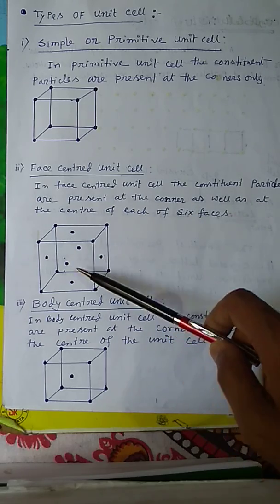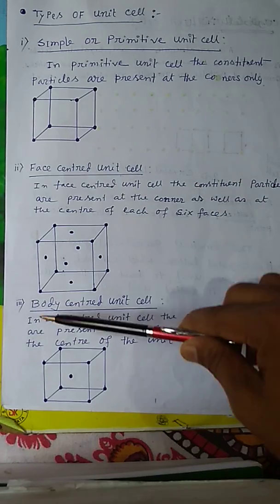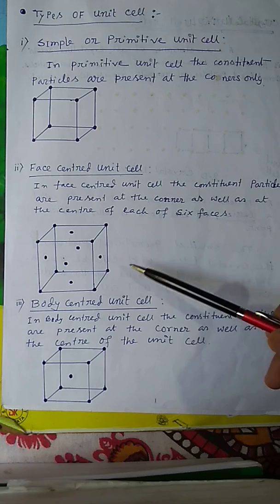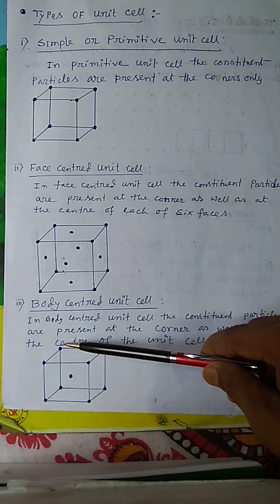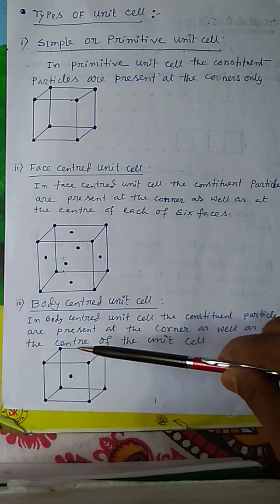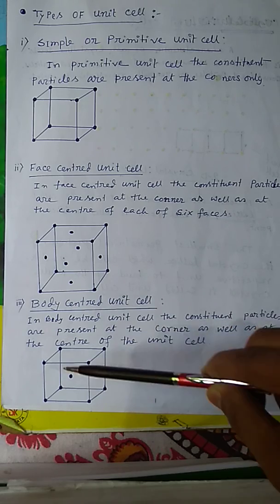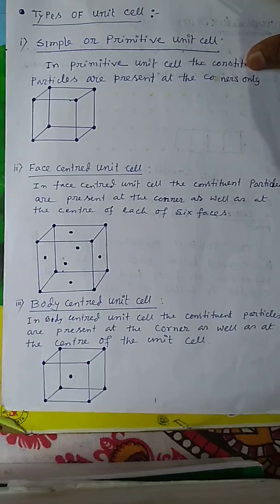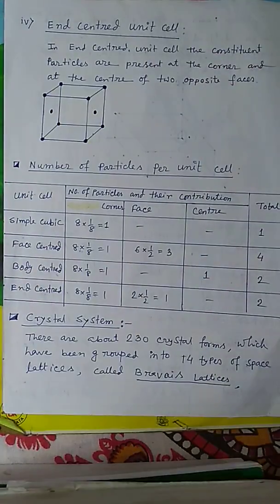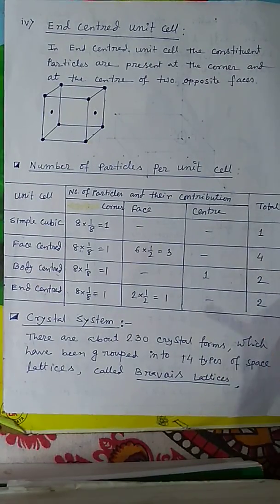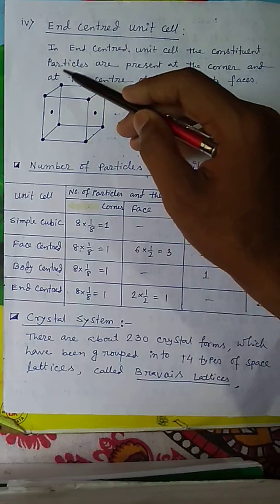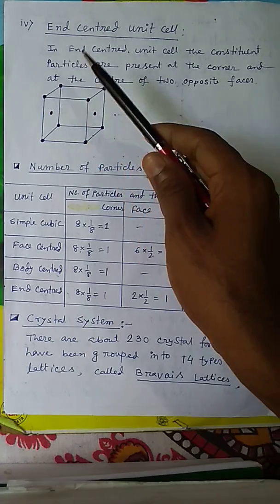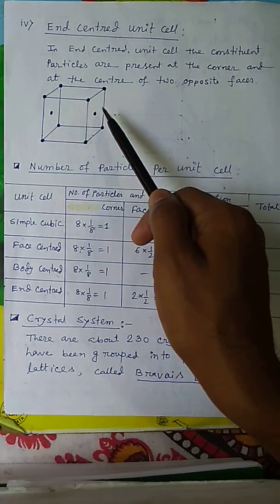You can see this is the picture of face centered. Now body centered. In body centered unit cell, the constituent particles are present at the 8 corners of the cube and at the midpoint of the body. And in end centered unit cell, the constituent particles are present at the 8 corners of the cube and 2 constituent particles are present at 2 opposite faces.